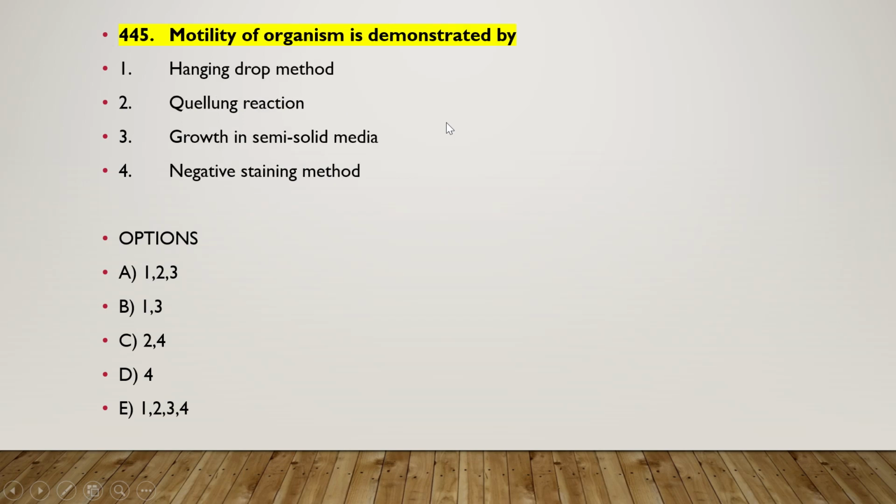Okay, so move on to the next one. That is: motility of organism is demonstrated by hanging drop method, Quellung reaction, growth in semi-solid media, negative staining method. And the right answer is option B. That is 1 and 3 is the right answer. Hanging drop method and growth in semi-solid media are used for motility of the organisms.